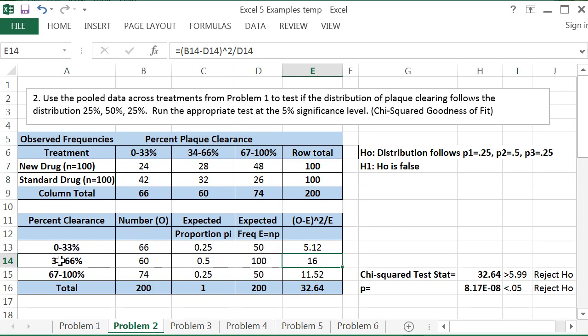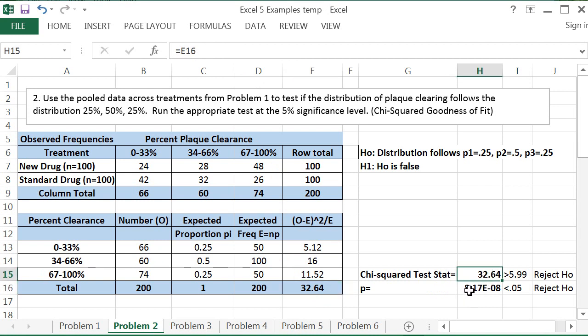And then we do the same thing for the other two rows here. So this 16 was observed minus expected squared, divide by expected. 11.52 was the 74 minus 50, square it, divide by 50. So then what I did down here was I put a total row. So I just totaled these guys up down on the bottom. So it's the sum. And that's our chi-squared test statistic, which got carried over here.